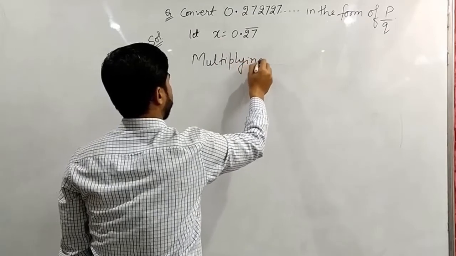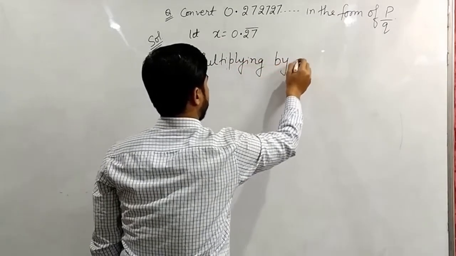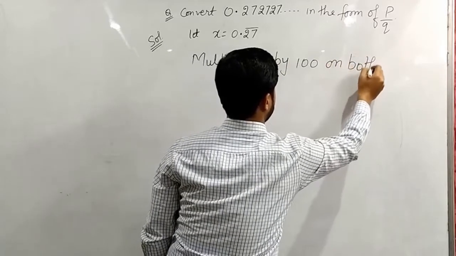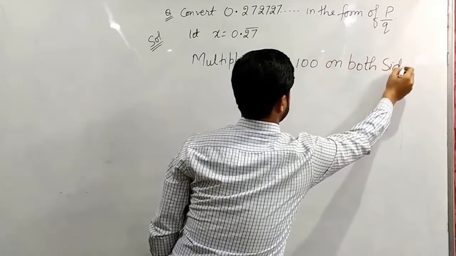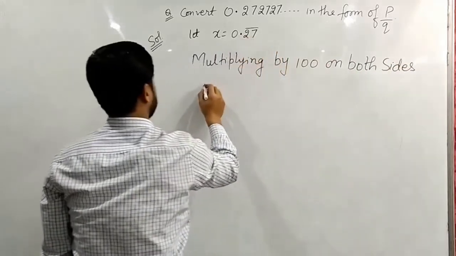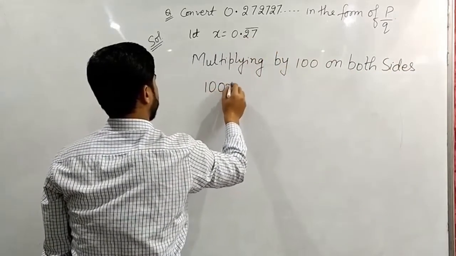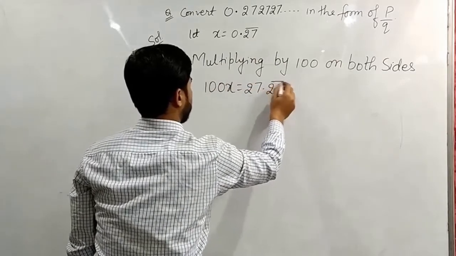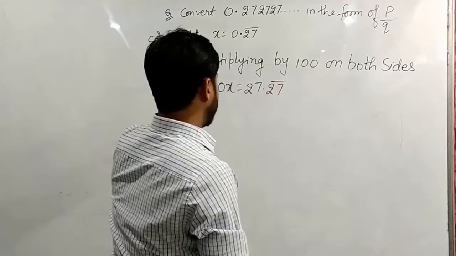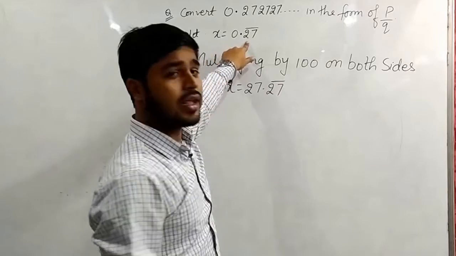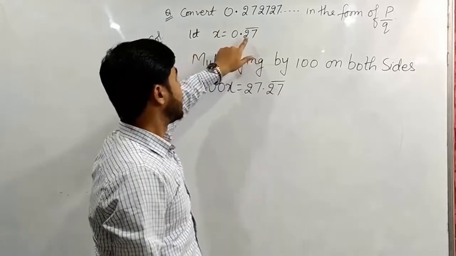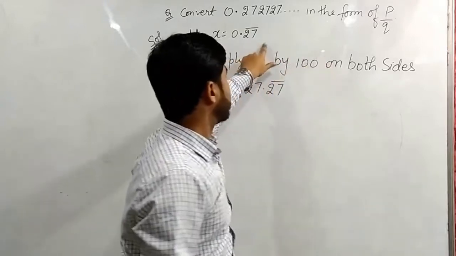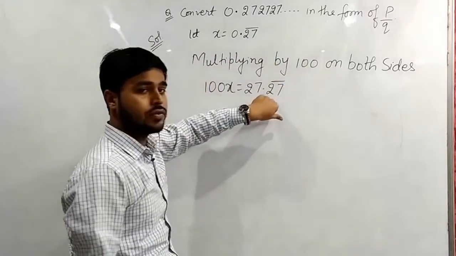Multiplying by 100 on both sides. So it will become 100x equal to 27.27 repeating, and as there are an infinite number of 27s on the right side of the decimal, there will be no deficiency of 27 here.